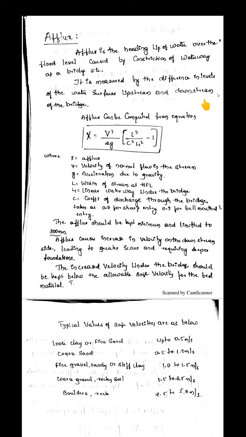The definition of afflux is the difference in elevation or level of the water surface at the upstream side and downstream side of the bridge. So there is a formula: afflux x is equal to v square by 2g, into (L square by C square L1 square minus 1). Here v is the velocity of normal flow of the stream, g is the acceleration due to gravity, capital L is the width of the stream at high flood level, and L1 is the linear waterway under the bridge.